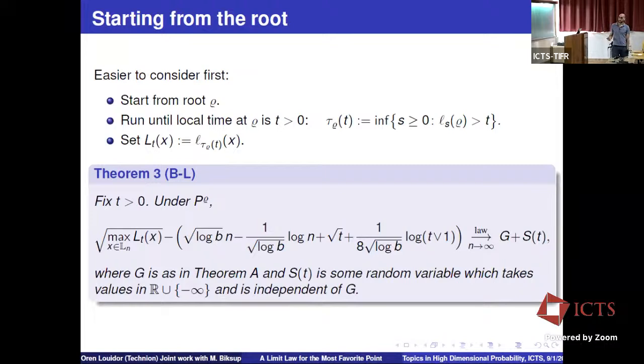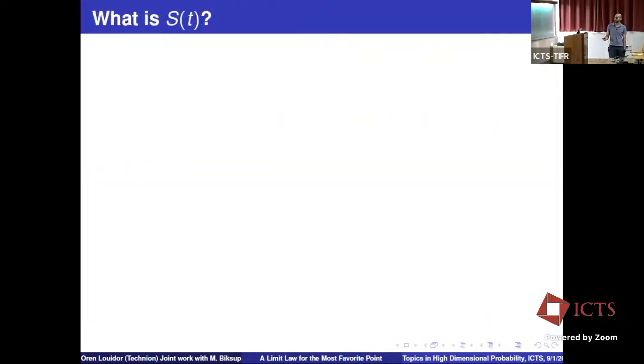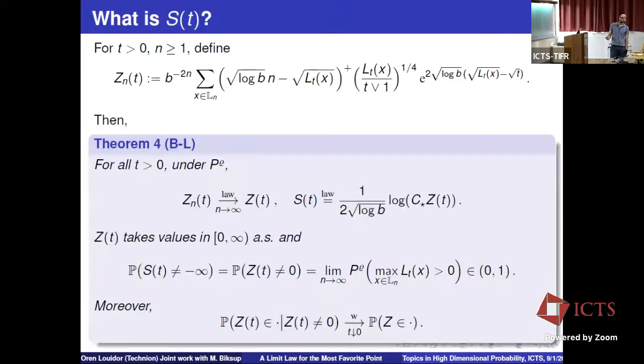Okay. And so in that sense, it's not a proper random variable. And here's how you get S of t. So it's kind of similar to before, slightly more convoluted.